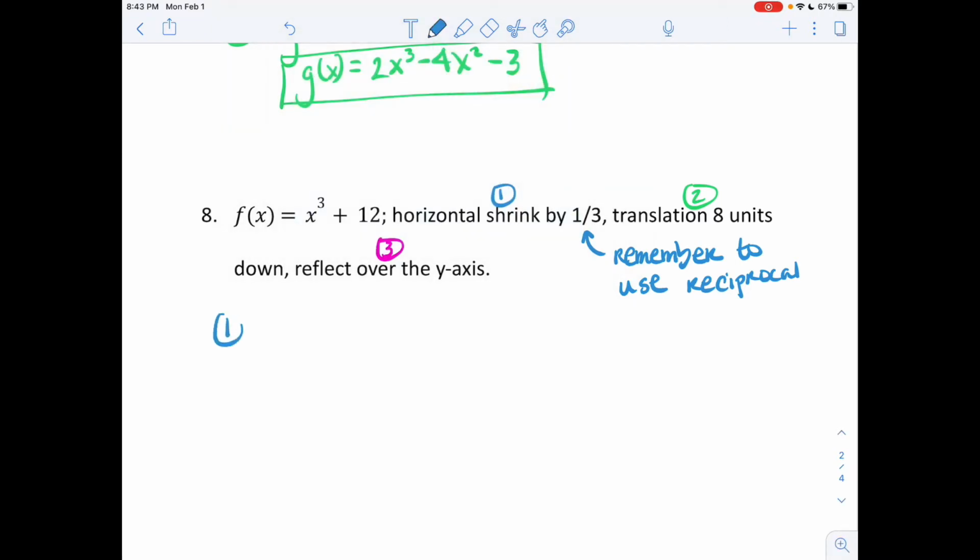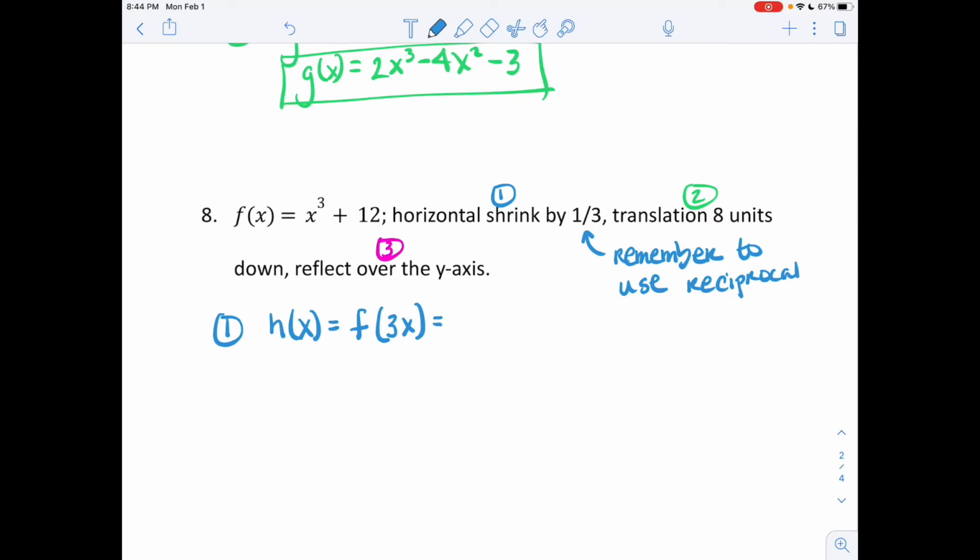So if I want to do h of x, is what I'll call this one, and it's going to be a horizontal shrink by 1/3. But in order to horizontal shrink, I have to think reciprocal like I just mentioned. So this is going to be f of 3x. So everywhere that I see x in my original function, I want to replace it in parentheses with a 3x. So let's look at what that would do.